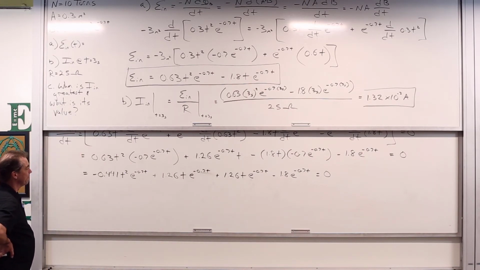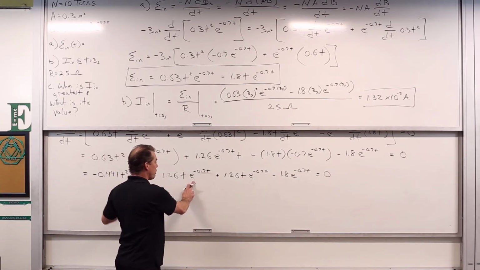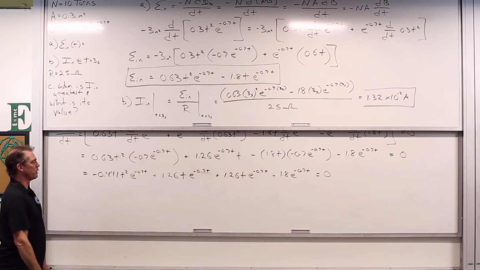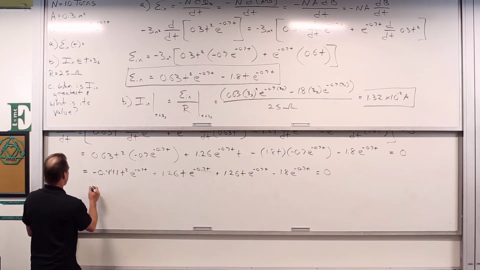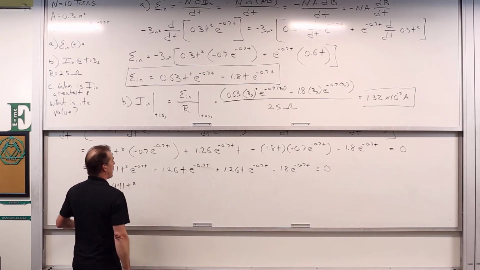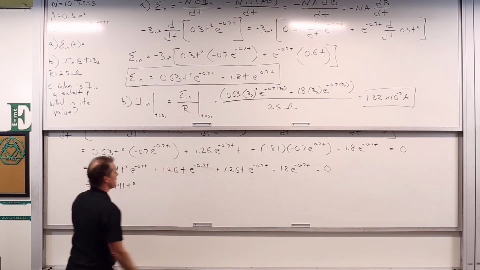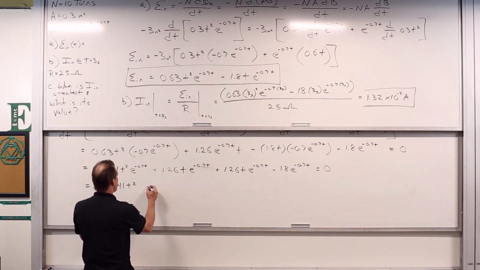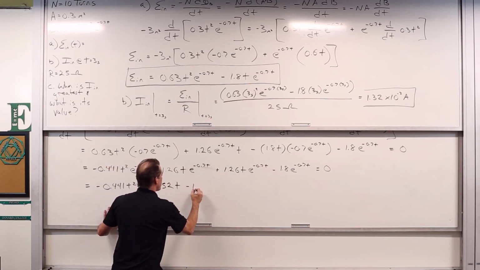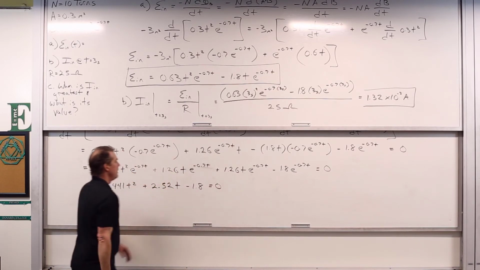Well, that's going to be kind of tricky, huh? Actually, it's not, because we got this common factor. We factor this e to the negative 0.7 t completely out of the system. Zero divided by that is equal to zero. And then we've got this negative 0.441 t squared. We'll add the 1.26 to the 1.26, get a 2.52, excuse me, plus 2.52 t minus 1.8 is equal to zero.